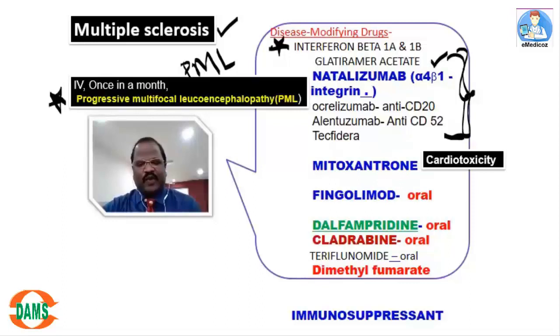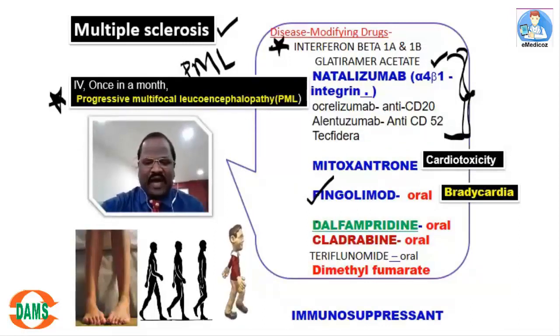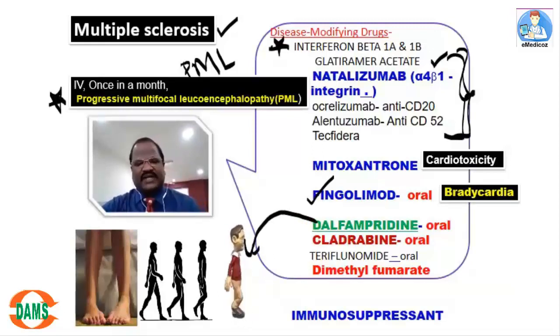Fingolimod, an immunomodulator, is an orally given drug useful for MS. This drug also causes cardiac problems like bradycardia. And then dalfampridine, an orally given drug, very important. Dalfampridine in MS patients is useful to improve walking capacity. The purpose of using dalfampridine in MS patients is to improve walking capacity.